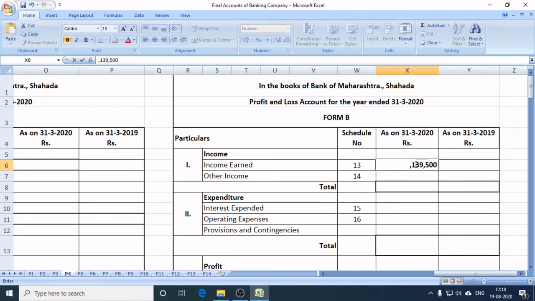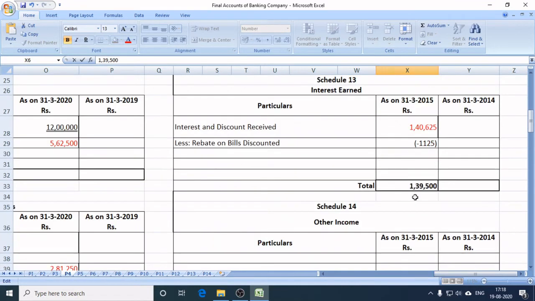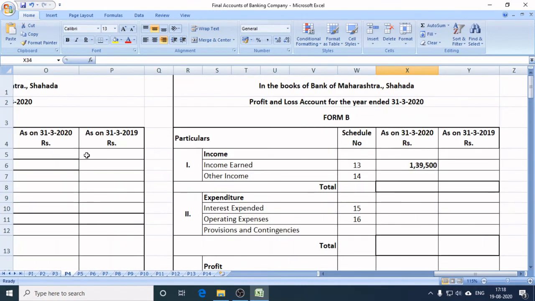Sorry, next to schedule number 13, and the amount is 1,39,500. Let me tell you one more thing. The details are given in the schedules and the summary is presented in the forms. This is the summary of schedule number 13. This is the final figure of schedule number 13.